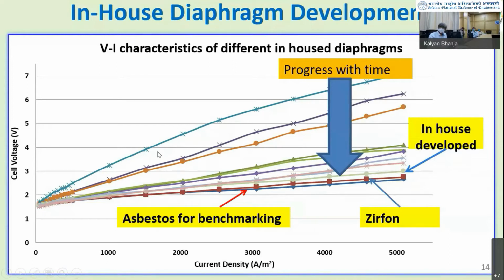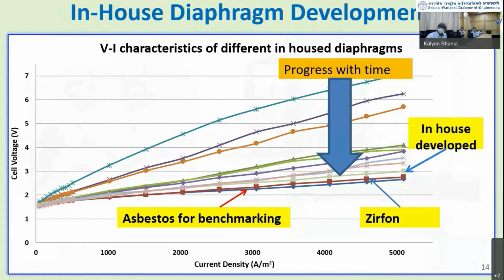Now, when you start from the top line, that is the zircon equivalent, when we tried to replace that asbestos membrane with our own zircon equivalent membrane, we reached very close to this, almost near to whatever imported zircon we have. Of course, some more improvement is needed, some sizing has to be done, some capacity enhancement is required, but at least performance wise we are close to imported zircon right now.